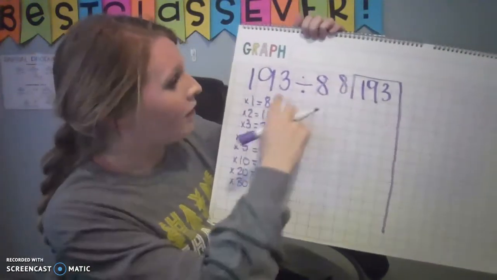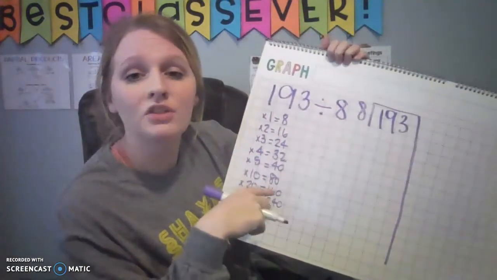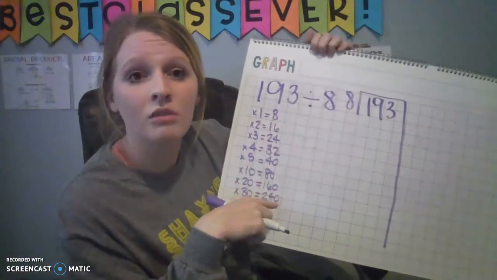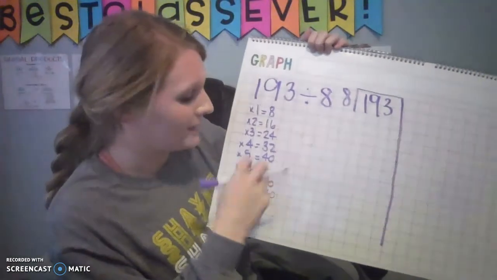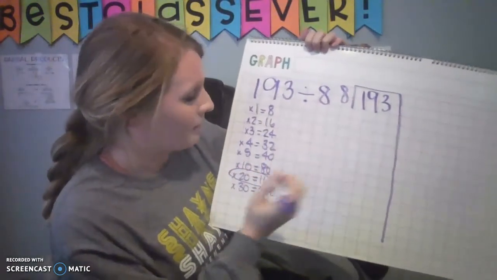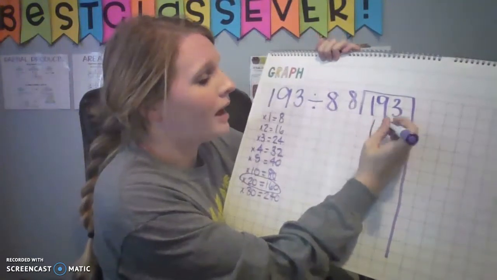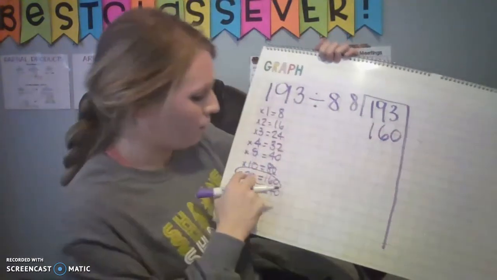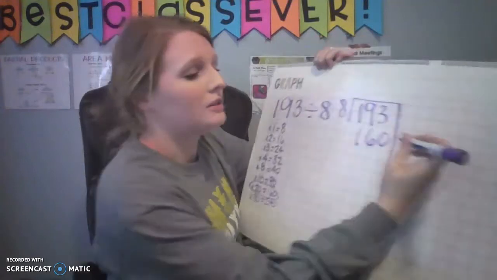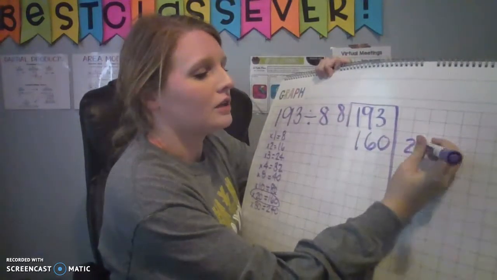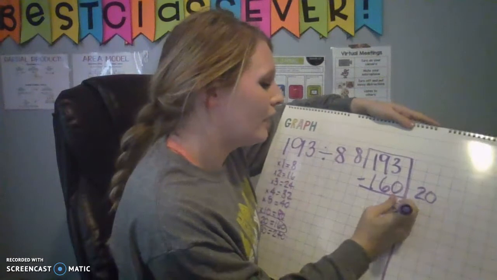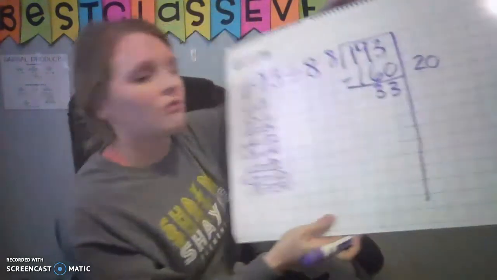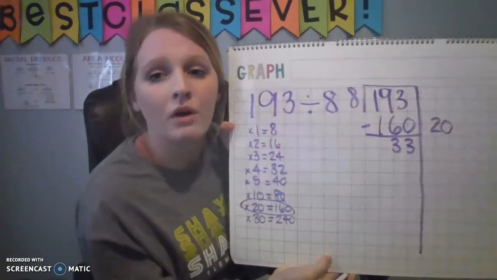So I'm going to look at my list and I'm going to say which one of my answers is going to get me closest to 193 without going over. So in this case, we're going to use 160 because that gets me closest. So I'm going to put 160 inside of my box, my answer, and I put what I multiplied by on the outside of my box. So my 20 is going to go outside over here. From there, I can subtract. So once I subtract these, I'm left with 33, a much friendlier number to work with.